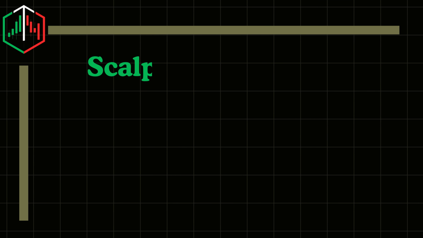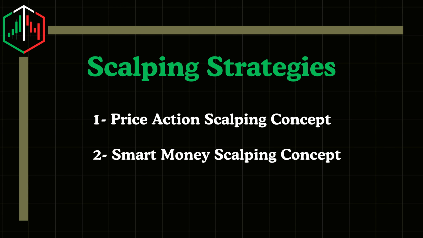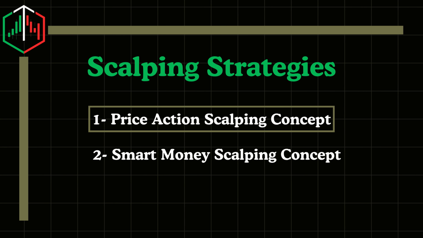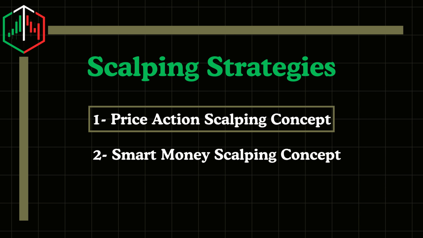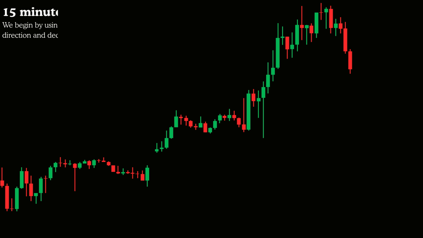Now, let me break down two of the most effective scalping strategies based on price action scalping concept and smart money scalping concepts, along with all the rules. We'll begin with the price action scalping concept. This particular scalping method utilizes two time frames. The initial time frame is the 15-minute chart.